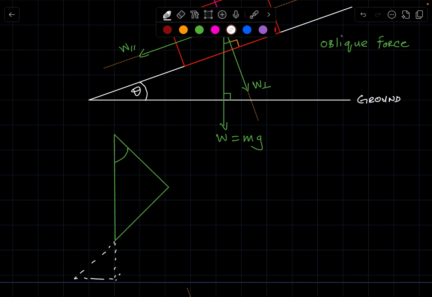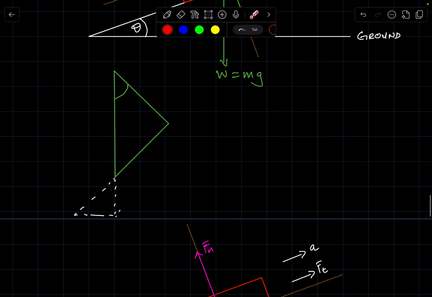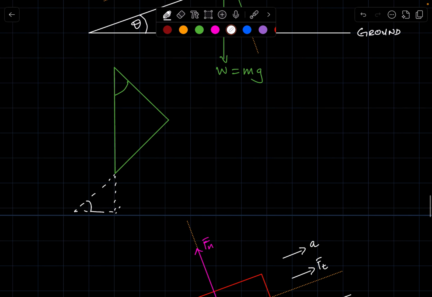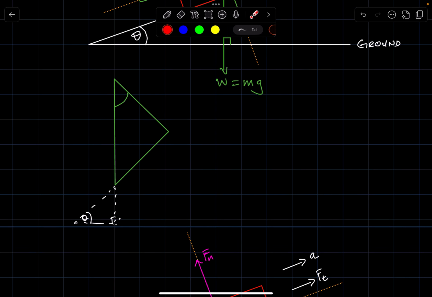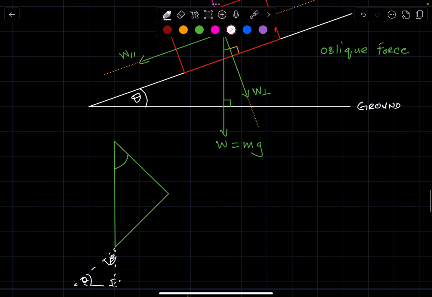Right, the part I just drew is this one. Right, where this angle is equal to theta, that's 90. Now 90 minus theta gives us that angle. Let's call that angle beta. So this angle is beta. 90 minus theta gives us beta.